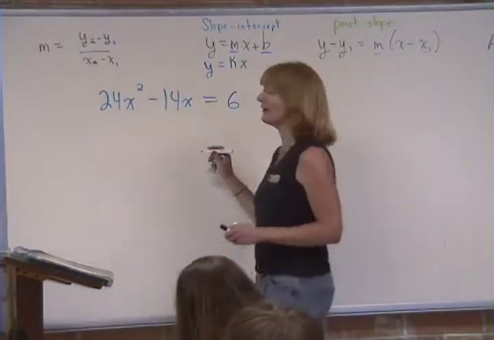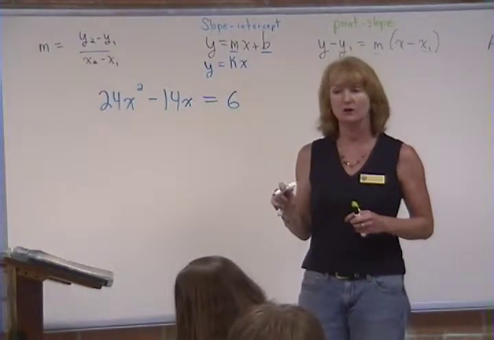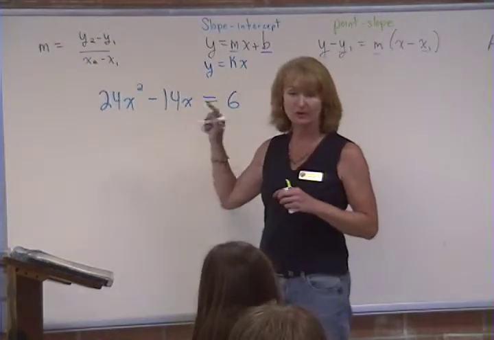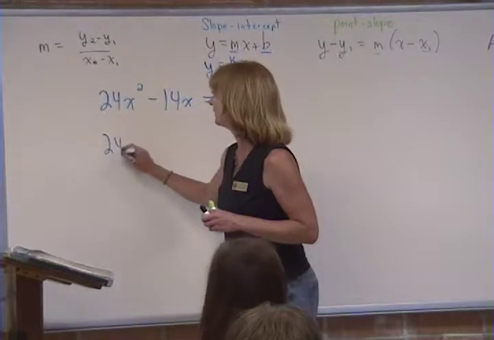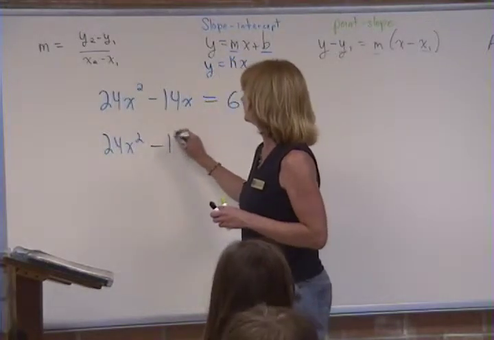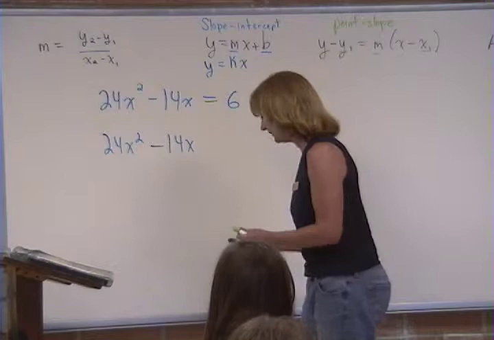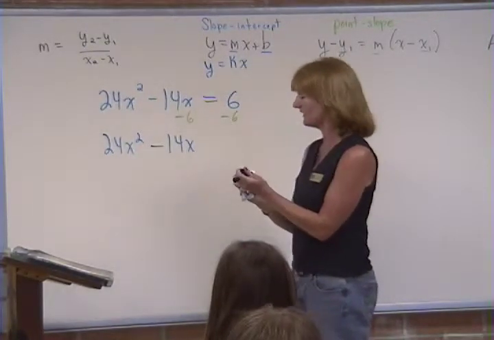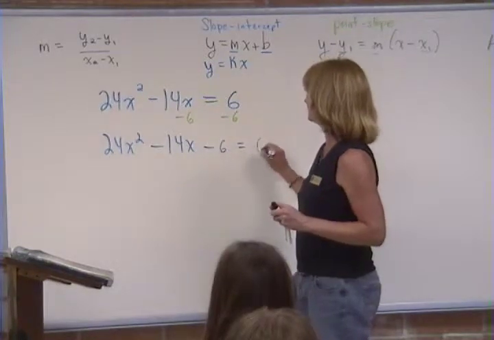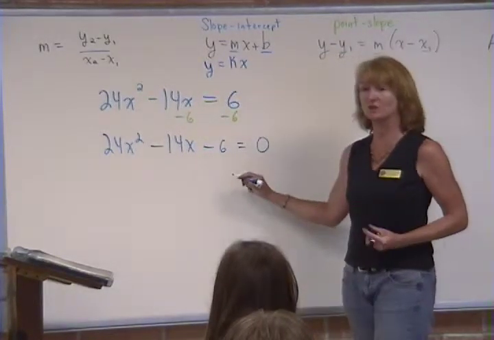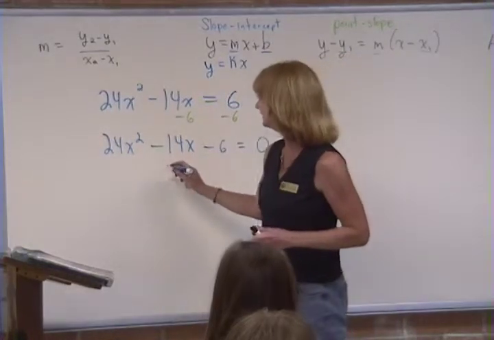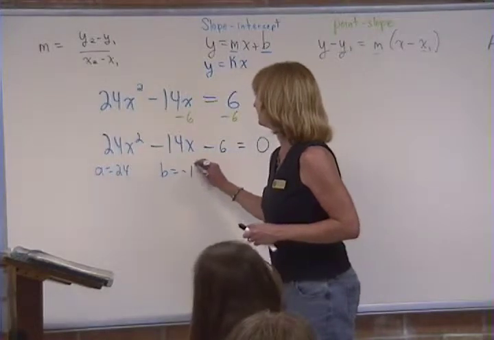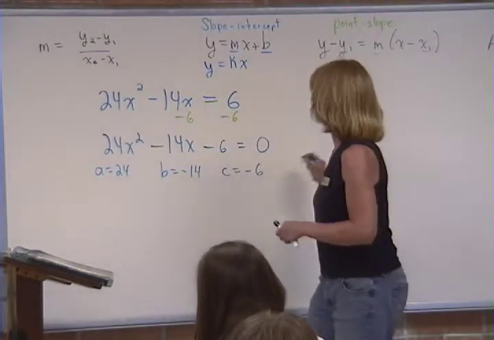First of all, if you're asked to use the quadratic formula to solve, you have to get everything on the same side, and you always move everything to the x squared side. So you've got 24x squared minus 14x minus 6, subtract 6. So you're going to have c equals negative 6, equals 0. That's what we want, because we want to solve it so that we've got y equals 0. So a equals 24, b equals negative 14, c equals negative 6.